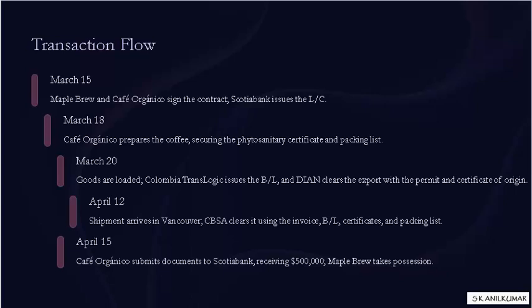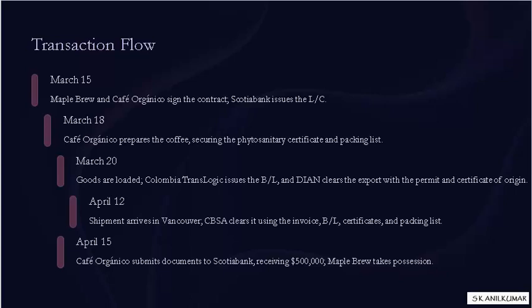The transaction flow, for example: on 15th March, Maple Brew and Café Orgánico agree to the contract and the LC is issued. On 18th March, they prepare the coffee and get the phytosanitary certificate and packing list. On 20th March, the goods are loaded onto the ship and the BL is issued, because it is cleared for export on the basis of the certificates that are provided. On April 12, the shipment arrives at Vancouver. The Canadian Customs clears it because the invoice is satisfactory, the BL gives adequate information, and the packing list and certificate of origin, all those documents, are satisfactory to the Canadian Customs.